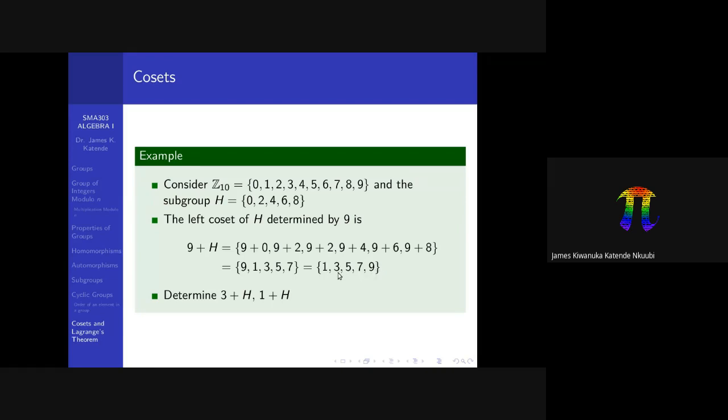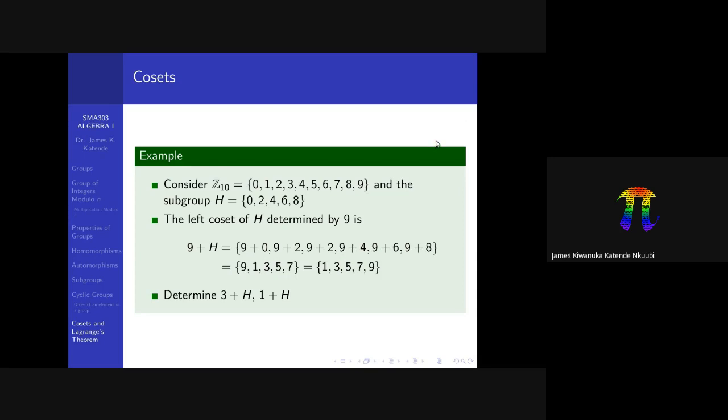So what I'm giving you is a shortcut. If you have already found a left coset determined by 9 and it contains all these other elements, to find a new left coset, you will have to pick an element outside here. Otherwise, you will be repeating yourself. You will end up getting this same left coset how many times? 5 times. And so it won't give you anything new.